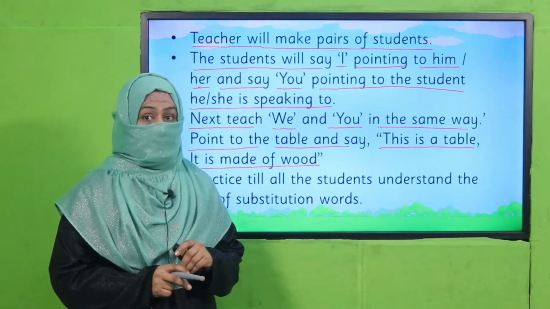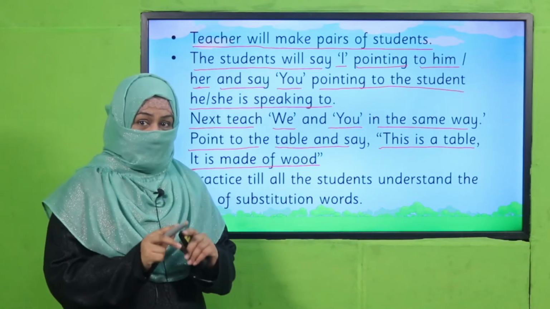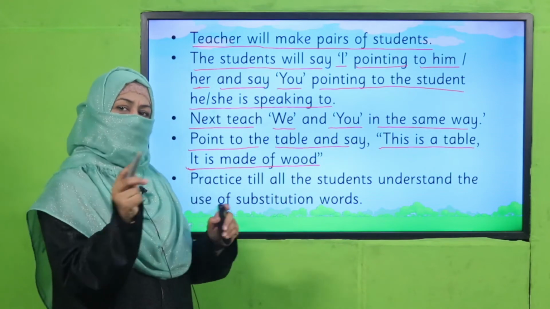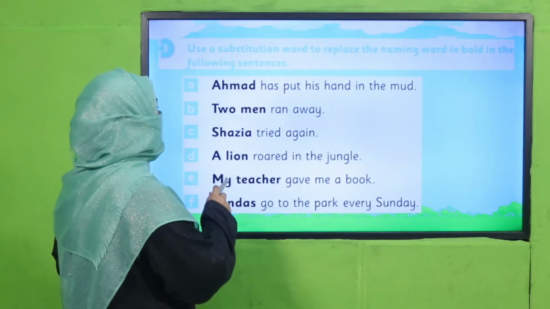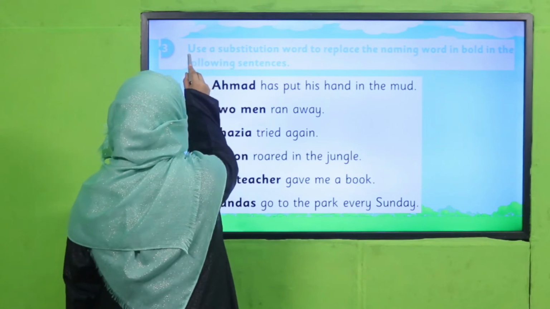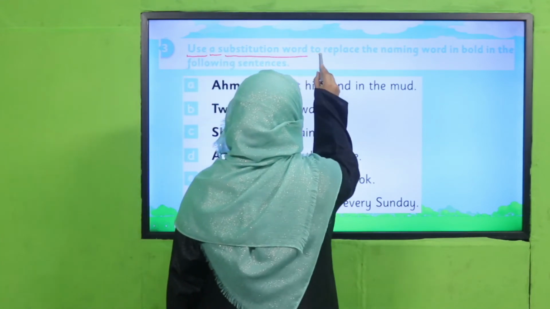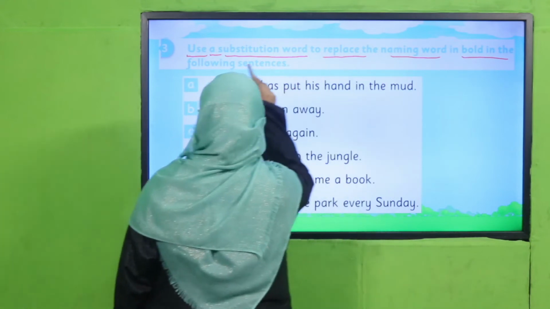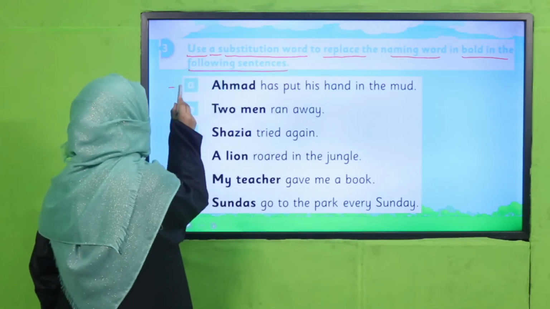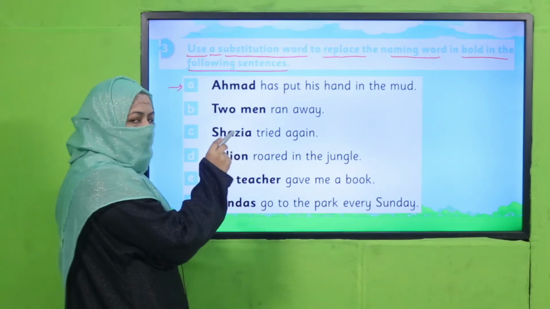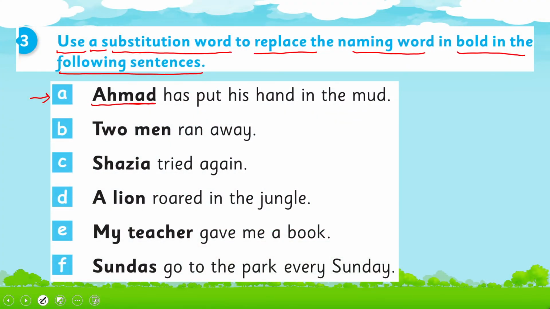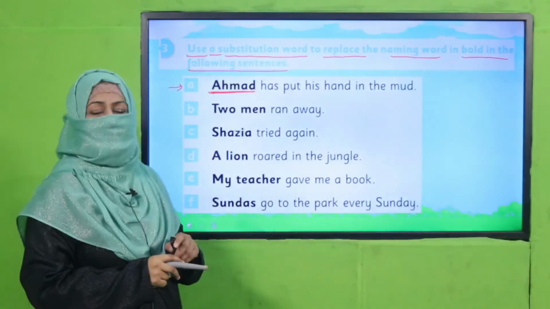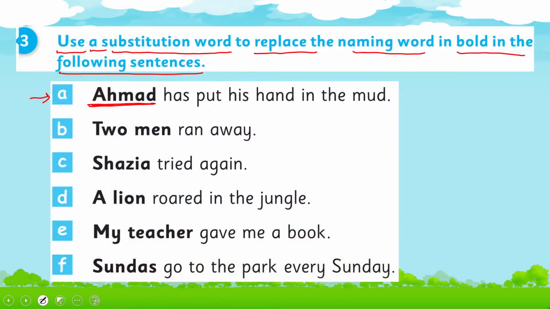Yes, my dear students, all of you practiced. Are you clear with the concept of substitution word? Good job. Now, all of you settle down on your seats and let's practice it from your book. Use a substitution word to replace the naming words in bold in the following sentences. You will read this sentence and the naming word is bold here and it's Ahmad. So you will rewrite it by replacing this naming word with a substitution word, right? So pause the video, complete this exercise in your notebooks and then come back.